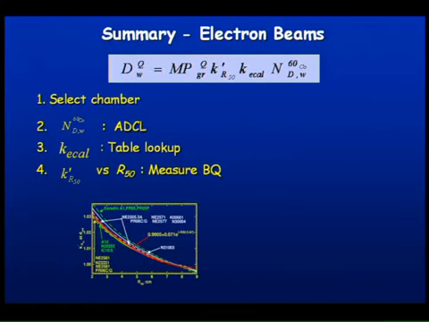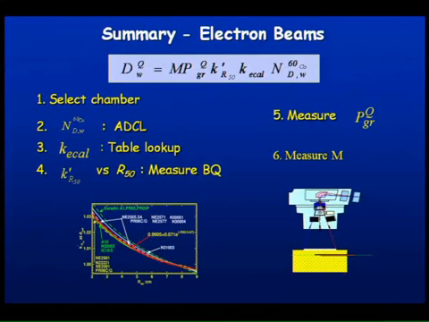And once you have measured beam quality, the protocol gives you the values of kR50 prime as a function of the beam quality for various cylindrical and plane parallel chambers. You need to measure the gradient correction factor P gradient Q. The protocol tells you how to do that. Measure charge, and then you have determined dose in an electron beam.